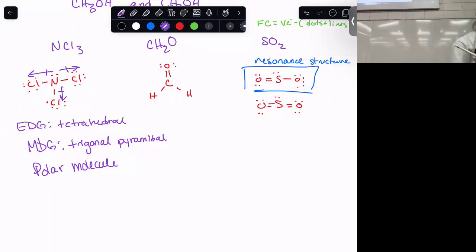What about CH2O? What is the electron domain geometry here? Trigonal planar.